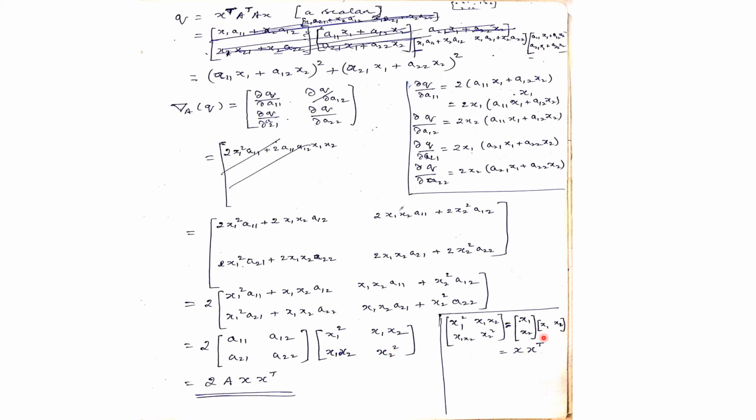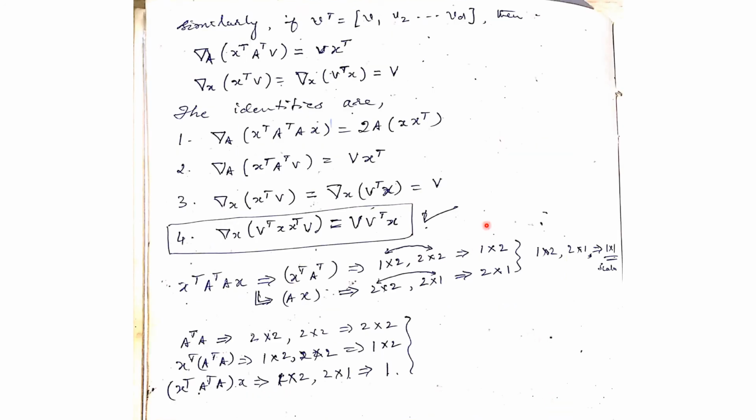2 by 1 and this is 1 by 2, so the product is 2 by 2. So it is x1 x1, x1 x2, x1 x2 and x2 x2, x2 square. The first vector is nothing but x and the second vector is x transpose. Therefore, this whole thing can be written as 2 into A into x x transpose. So these are some matrix identities that can be used for the purpose of simplification.